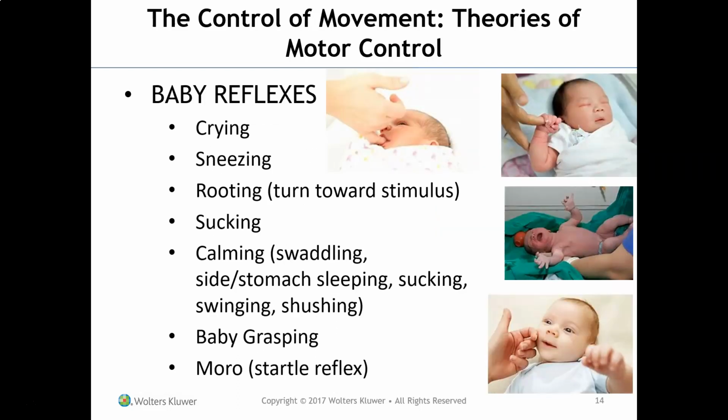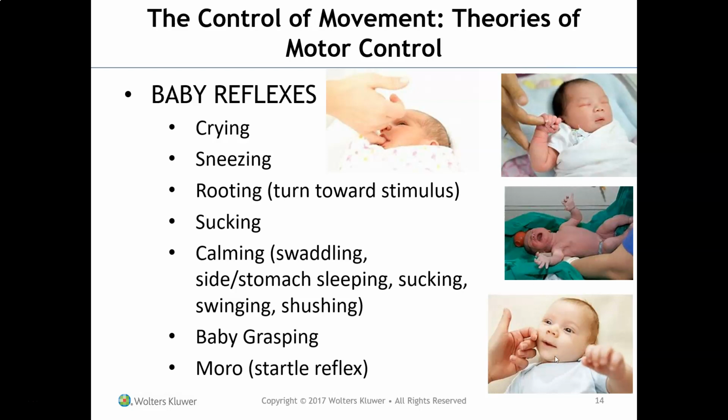So let's look at some of these baby reflexes. Remember these? Crying, sneezing, rooting, turning towards a stimulus, sucking, swallowing, side stomach sleeping, baby grasping, and the Moro or startle reflex. These are all reflexes that a baby has. Right? So a lot of times people will say, oh, my baby's so cute, she loves me, look at her, hold my hand. Sorry, just a reflex.